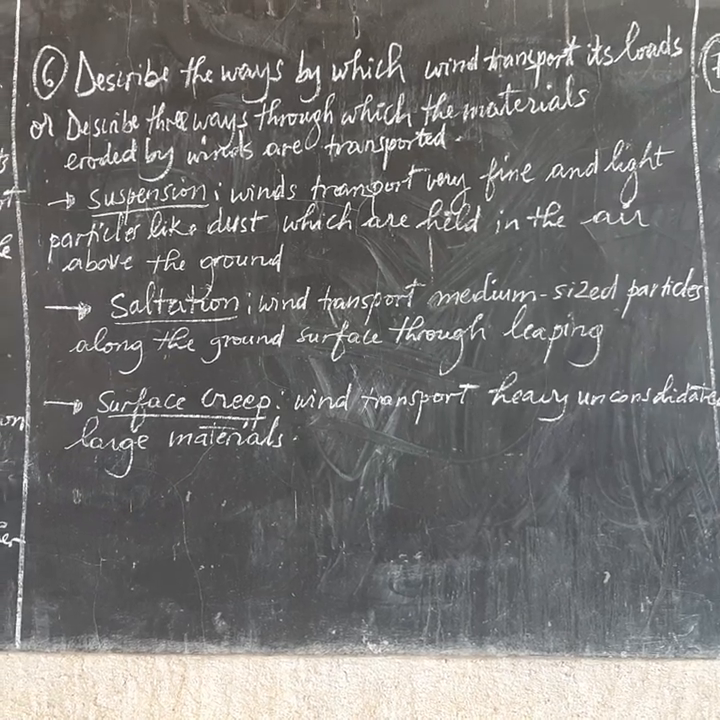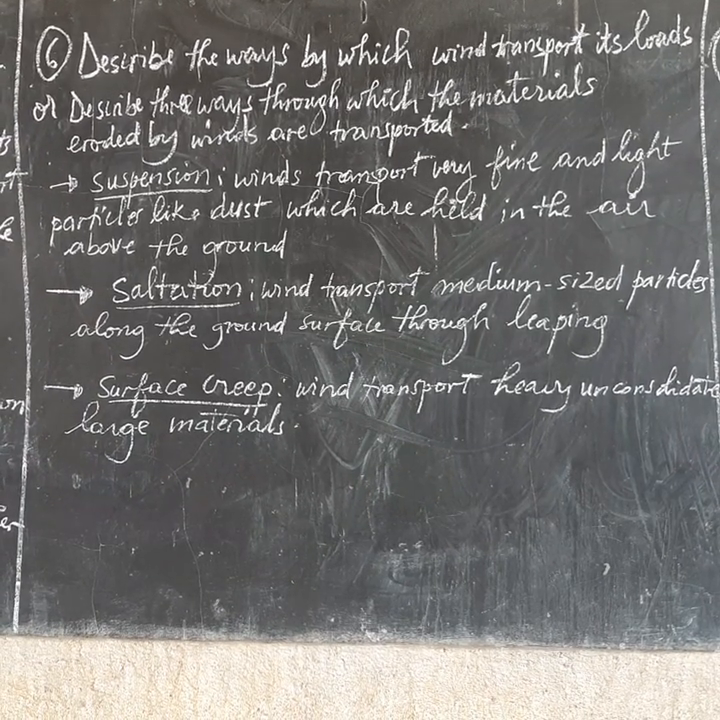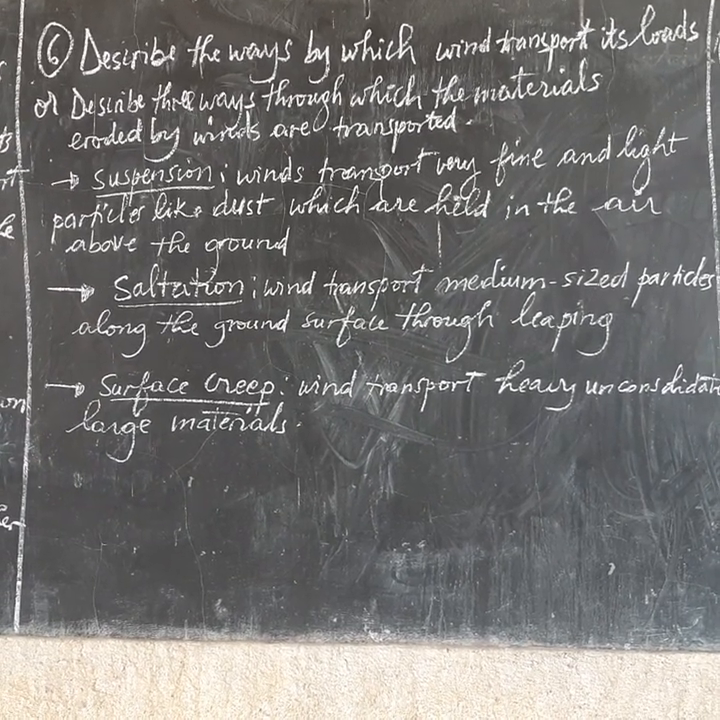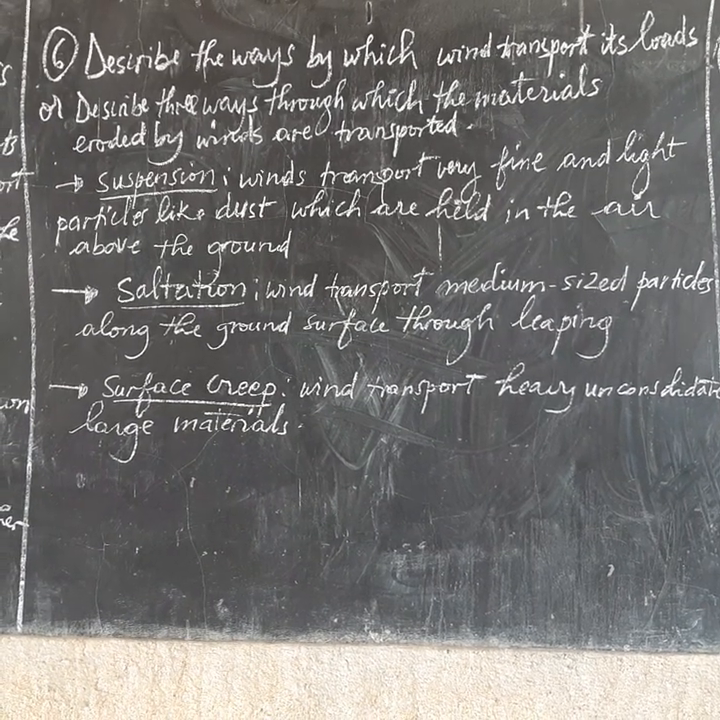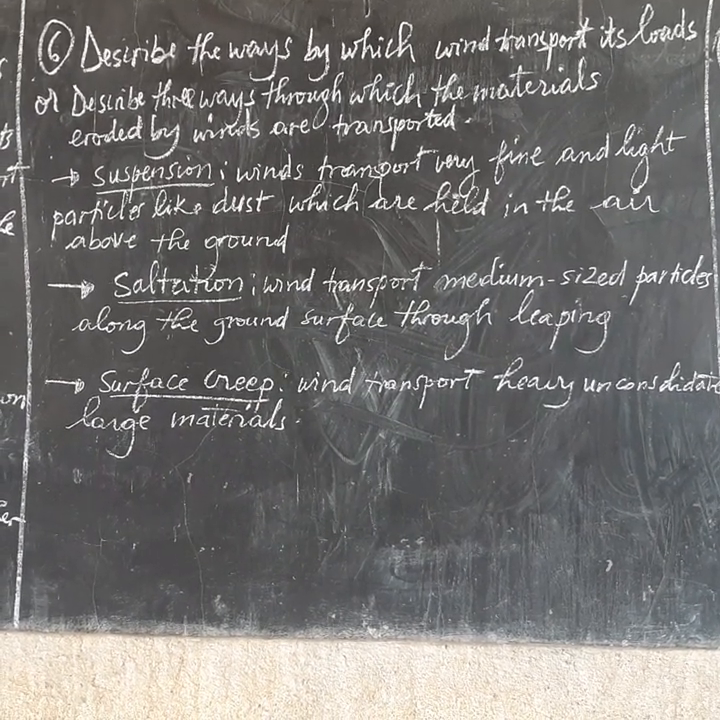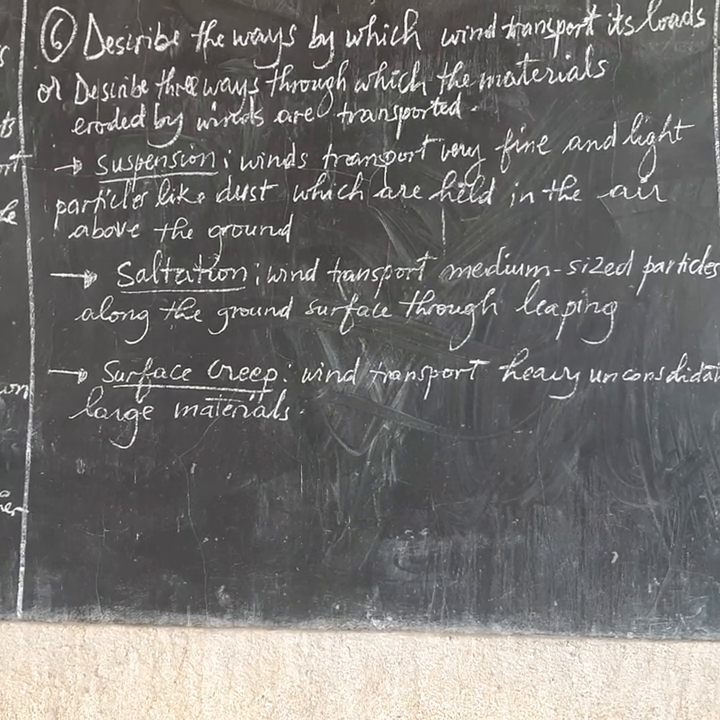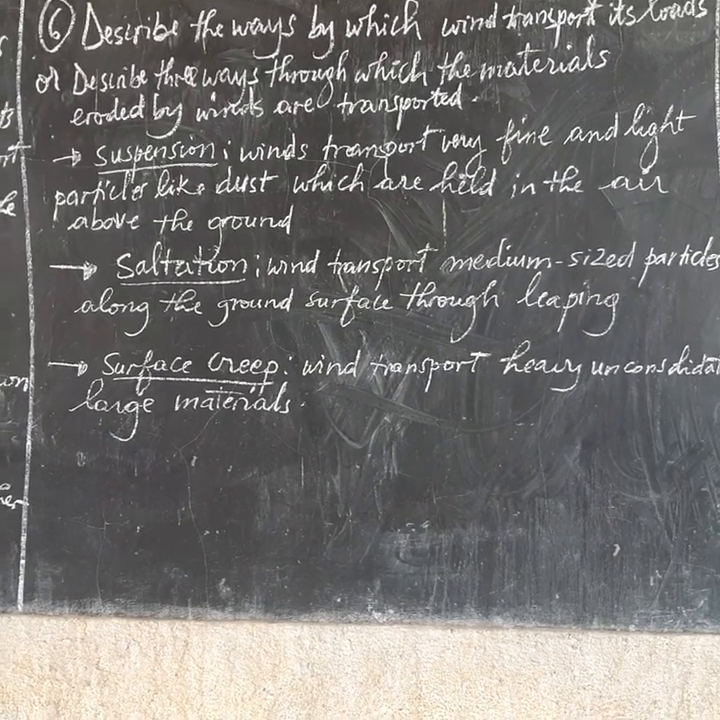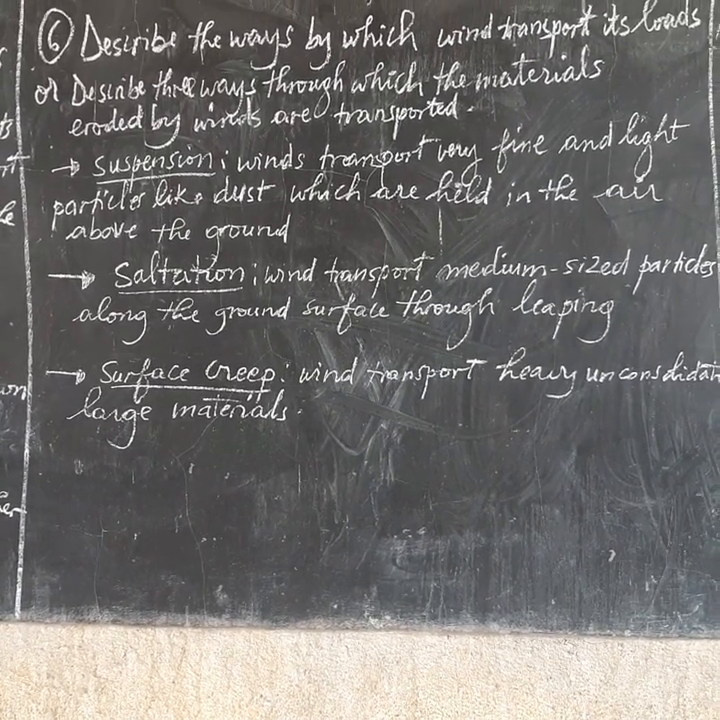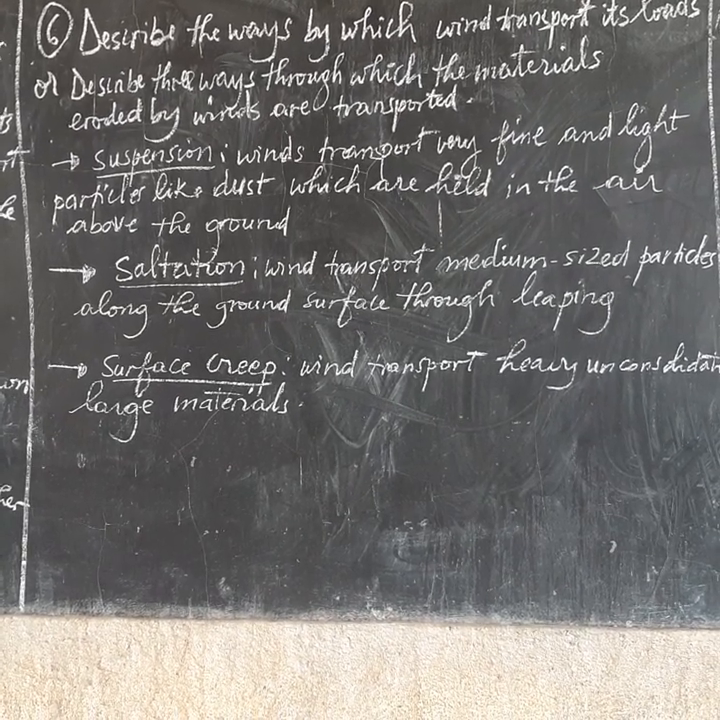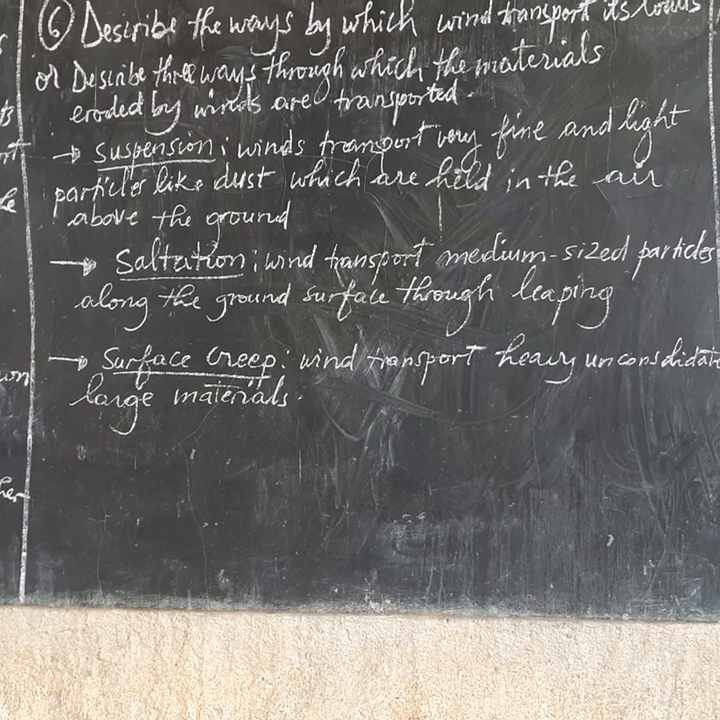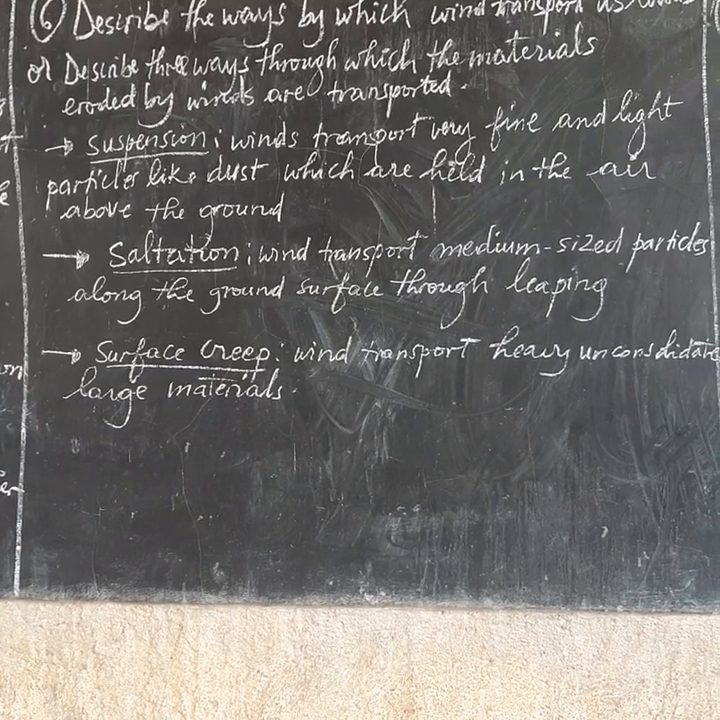We go to the question number 6. The question number 6, describe the ways by which wind transports loads. Or this question is otherwise asked in this way: describe 3 ways through which the materials eroded by wind are transported. So we are going to see the ways the materials eroded by the wind in the desert are transported.